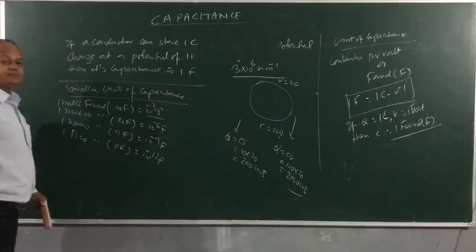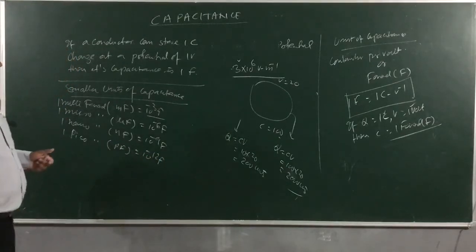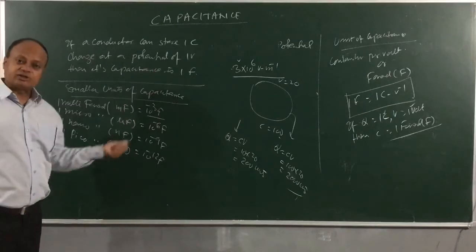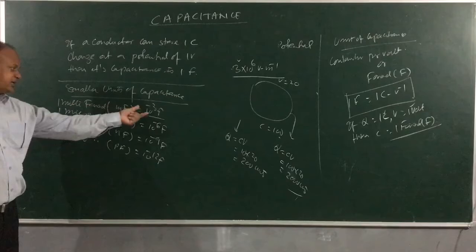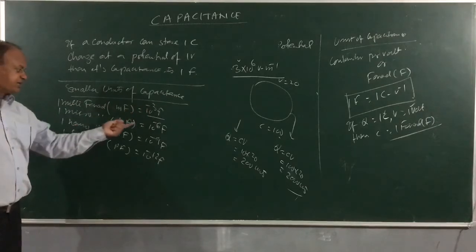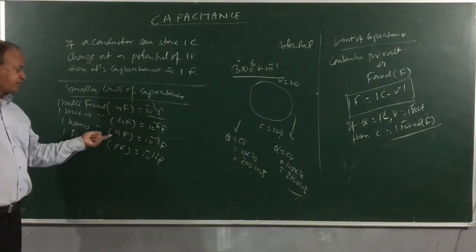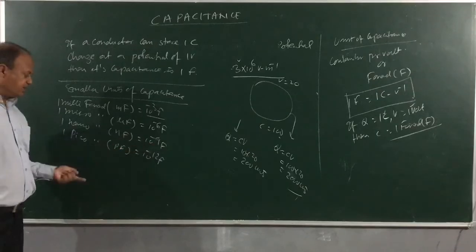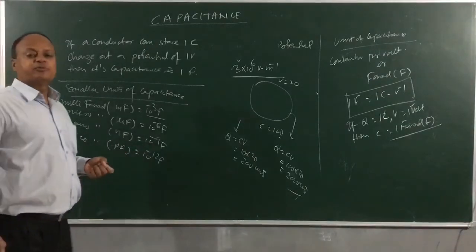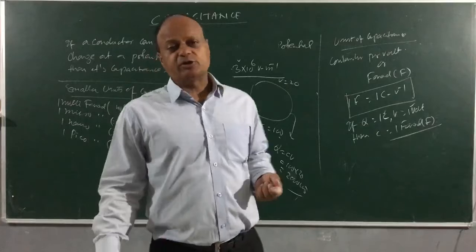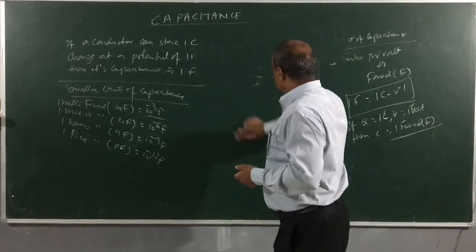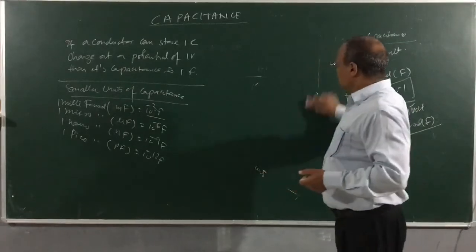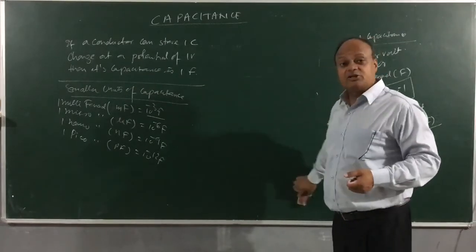So you remember that 1 farad is extremely large capacitance. We will not be dealing with 1 farad. We will be using millifarad, 10 to the minus 3, microfarad, 10 to the minus 6, nanofarad, 10 to the minus 9, and picofarad will be 10 to the minus 12. So these are the basic units that we will be using. Remember, children, that 1 farad capacitance is extremely large capacitance.